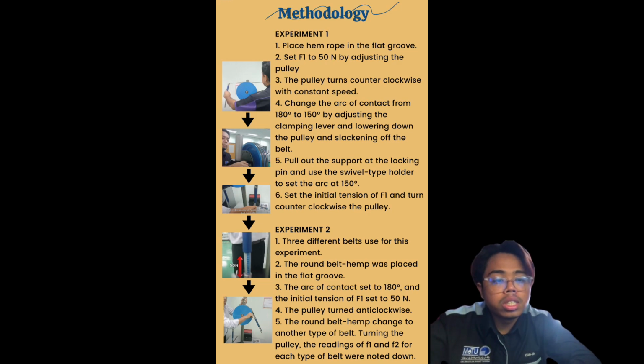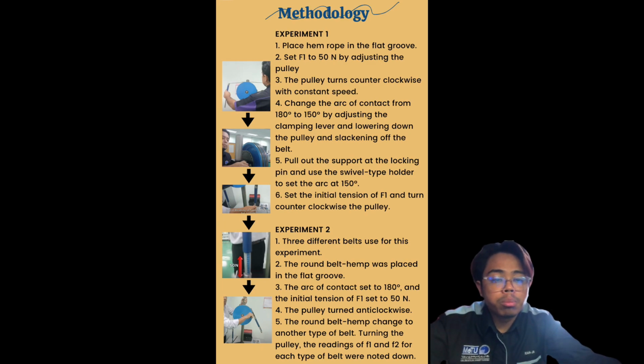Fourth, change the arc of contact from 180 degrees to 150 degrees by adjusting the clamping lever, lowering down the pulley and slackening the belt. Next, pull out the support at the locking pin and use the swivel tab holder to set the arc at 150 degrees. And lastly, set the initial tension of F1 and turn the pulley counterclockwise.